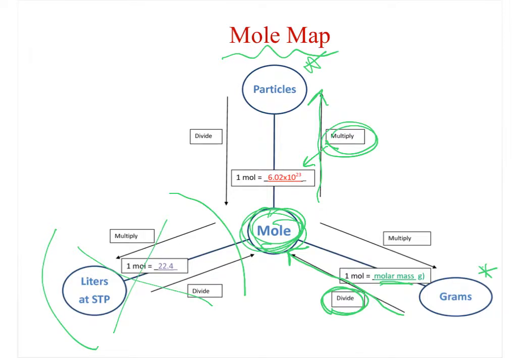Now, what if we were going the other direction? So what if you started with particles and wanted to get to grams? Okay, follow the arrows in the right direction. Go this way. So that means the first thing you're going to do is divide by Avogadro's number. And then again, follow the arrows in the direction you're going, which tells us the second step will be to multiply by molar mass. Now, a little trick I'm going to show you.